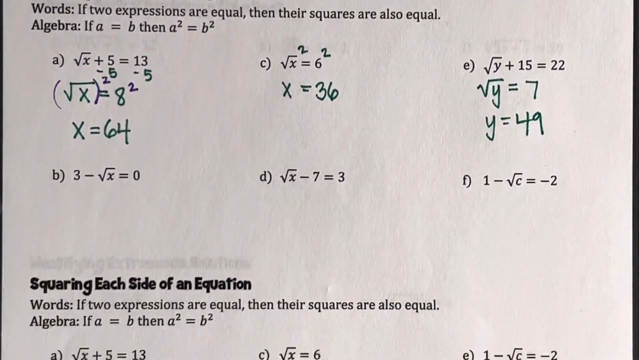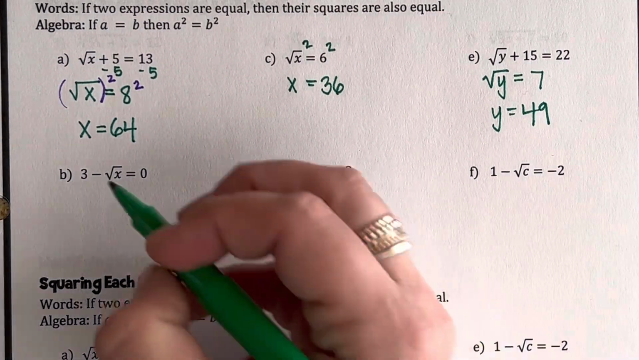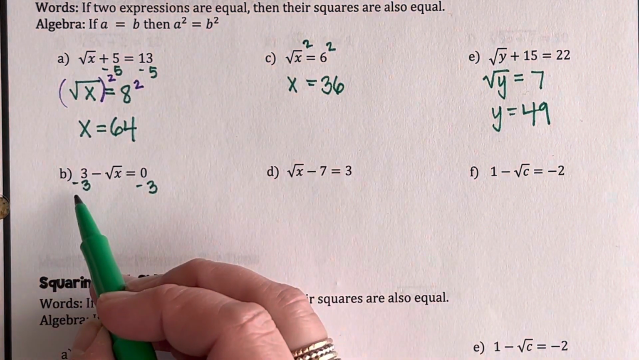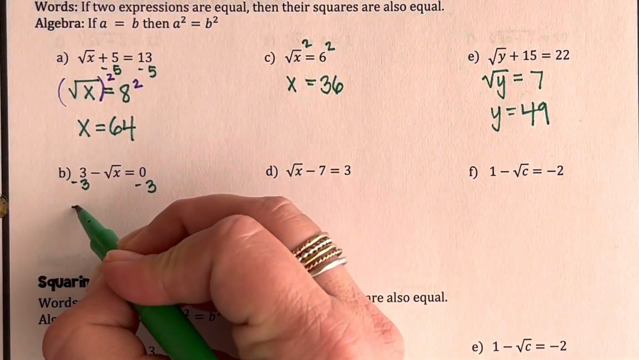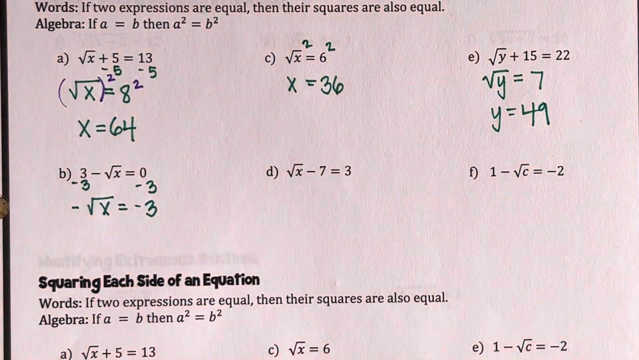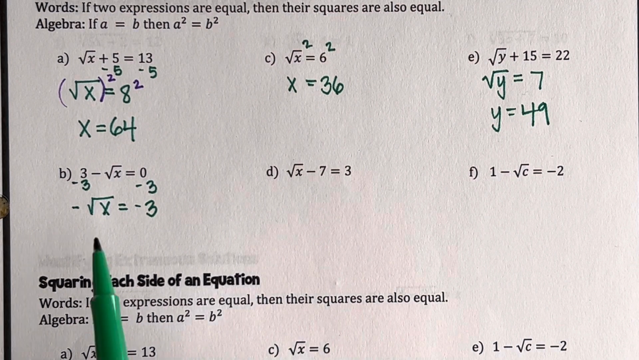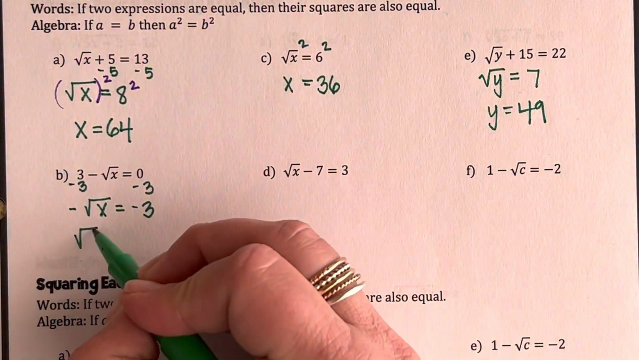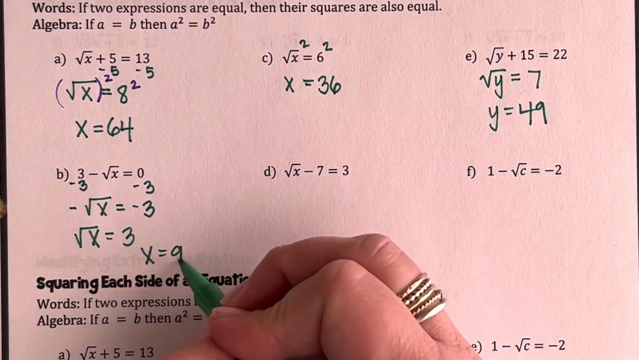Okay, on letter B, same thing. We're going to go ahead and isolate the radicand. So to get rid of this 3, I am going to subtract it, right? Remember, if I wrote plus 3, 3 plus 3 is 6, and that didn't eliminate anything. So now I have the negative root of x equals negative 3. That's just like saying negative 1 times the square root of x. So I'm going to divide everything by negative 1. So the square root of x is 3. Square both sides. x equals 9.